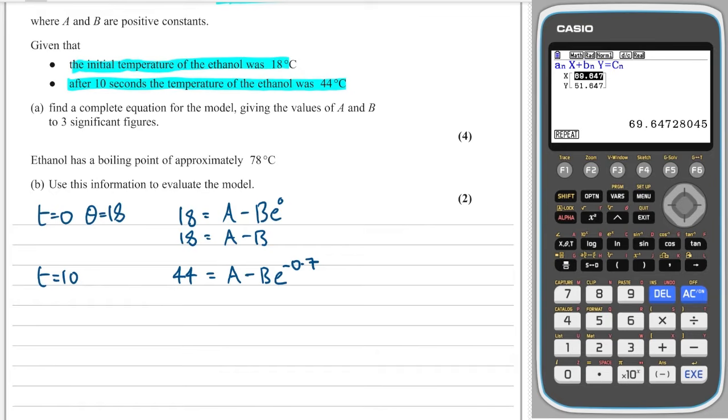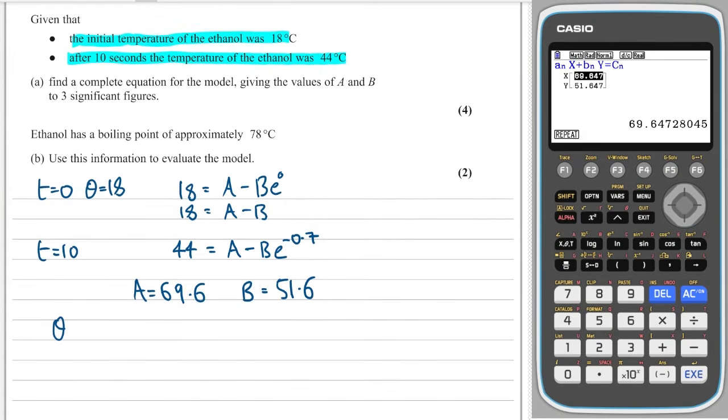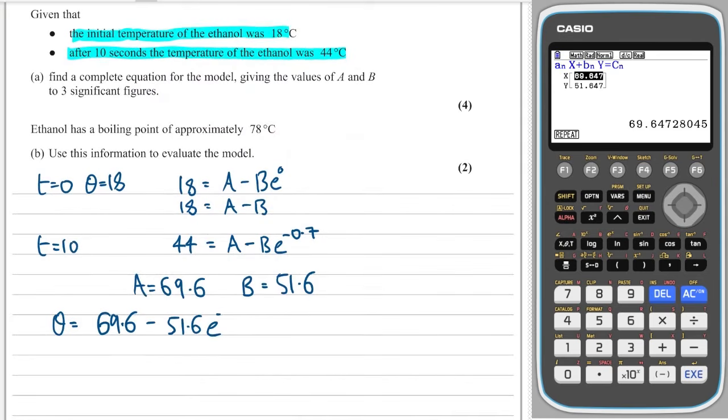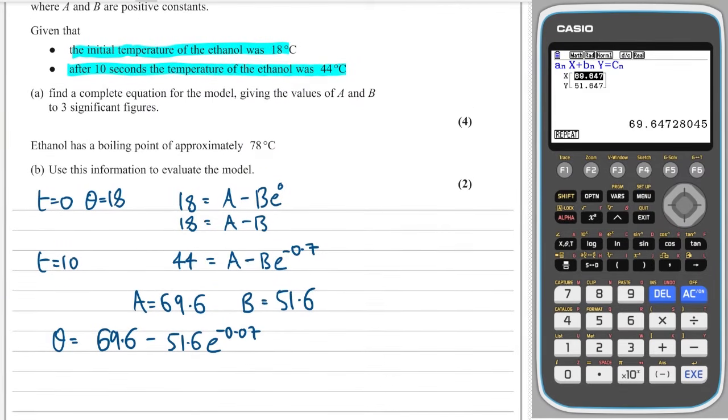Right, so we've got x, which is the first term, which is a, is equal to 69.6, and we've got b, which is the second term, which is equal to 51.6. It says find a complete equation, so you would not get the mark unless you actually write them down in an equation. So it's 69.6 minus 51.6 e to the minus 0.07t. Great.